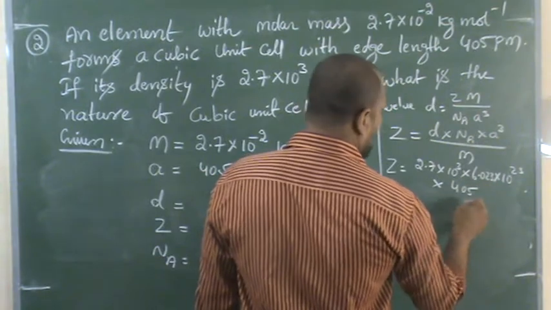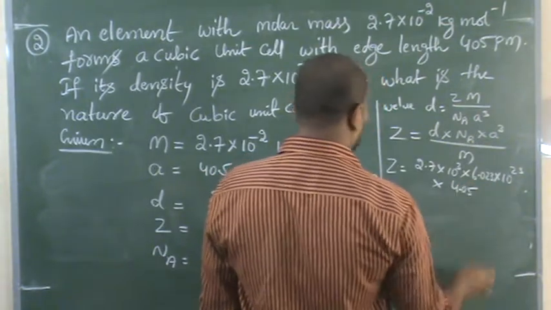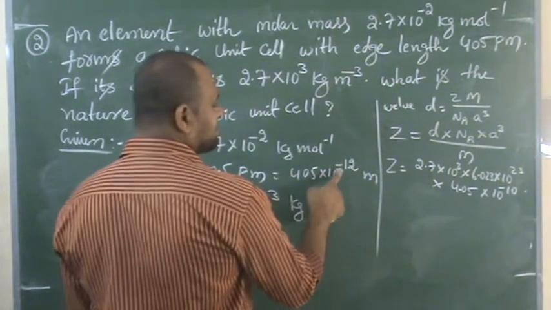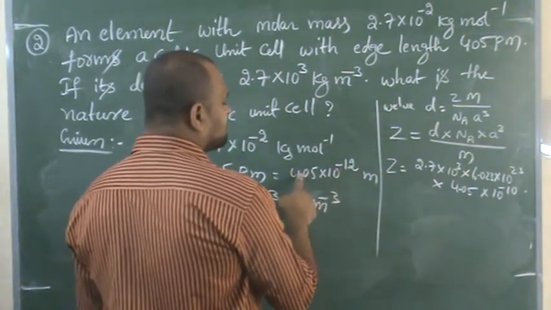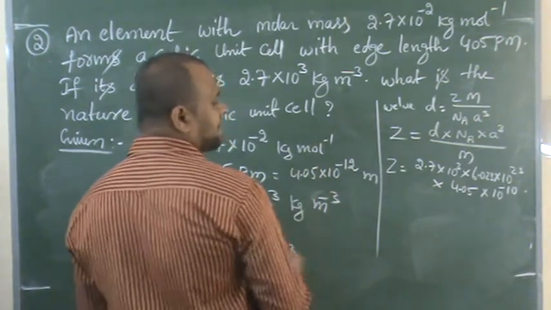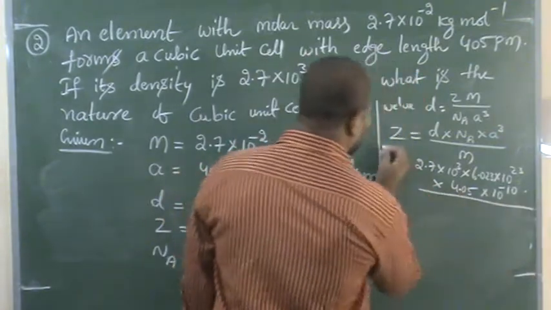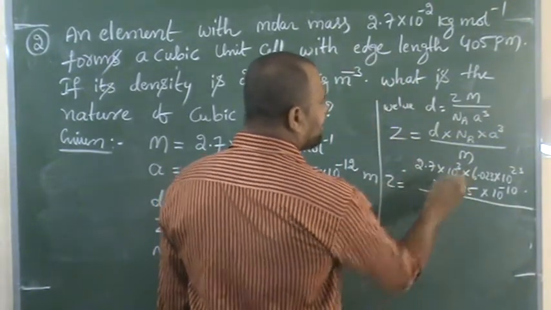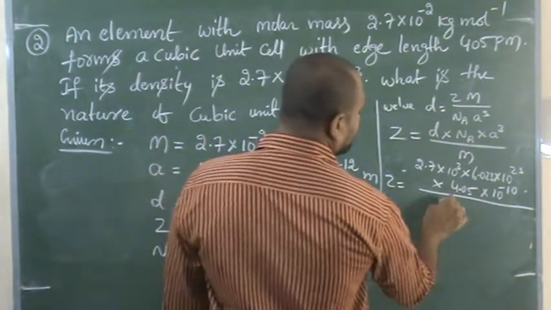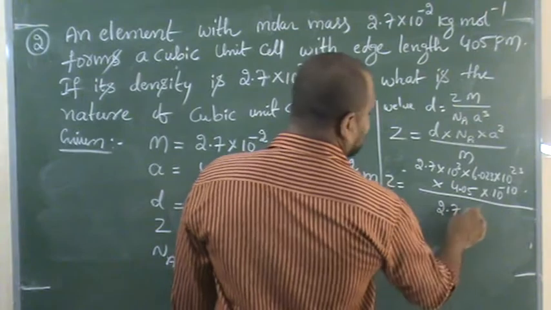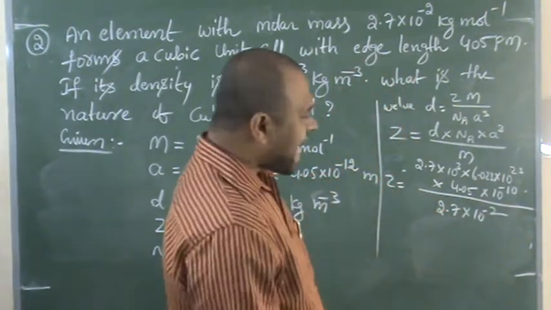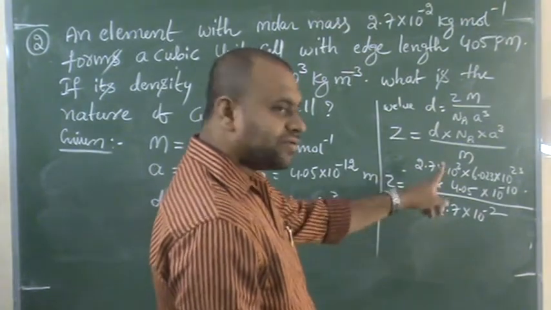405, or you can also write 4.05 into 10 to the power of minus 10. This is minus 2, so I reduce 2 digits. Why? Because I am moving the decimal point 2 digits to the left side. Whole divided by M. M is molecular mass. Molecular mass is how much? 2.7 into 10 to the power of minus 2. Yes, using calculators, find out how much value you will get.